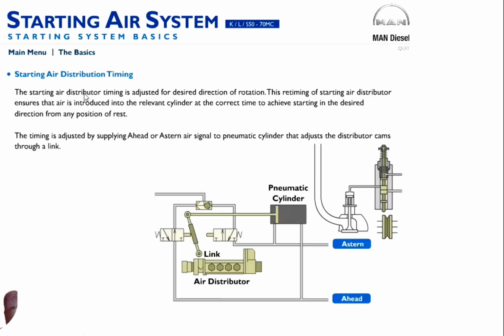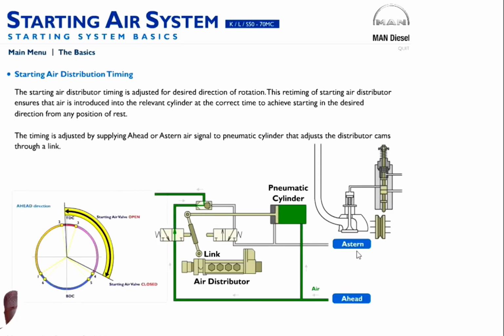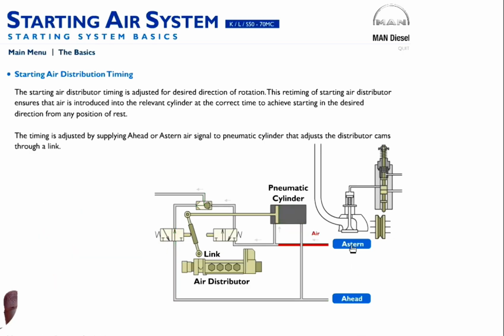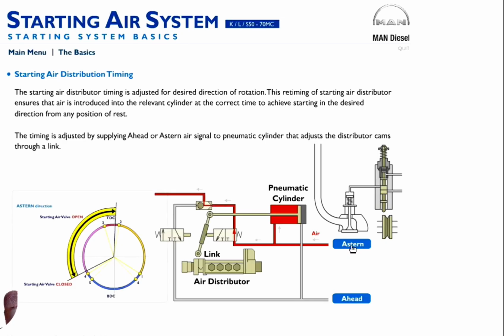Okay, we have here starting air distribution timing. We can see how it works if we set to ahead. The air travels here, pressing these pneumatic cylinders, passing through pneumatic valves, and we are ready for ahead direction. In a stern direction, this is what is happening. Okay, change position, and that is it.